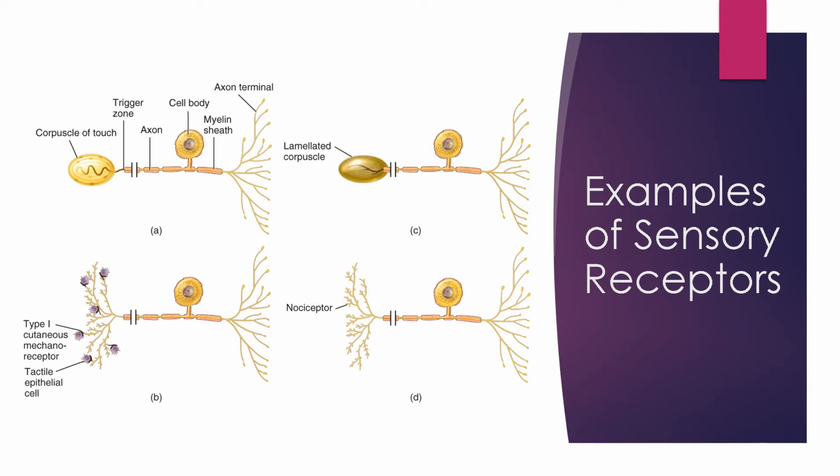Now these are examples of sensory receptors that are dendrites of unipolar neurons. One thing of note here, these little breaks in the picture, these just indicate that the axons are going to be a lot longer than are shown in the picture. So just a quick note there. Okay, so first off here we have a corpuscle of touch. This is a touch receptor that consists of this mass of dendrites enclosed by a capsule of connective tissue.